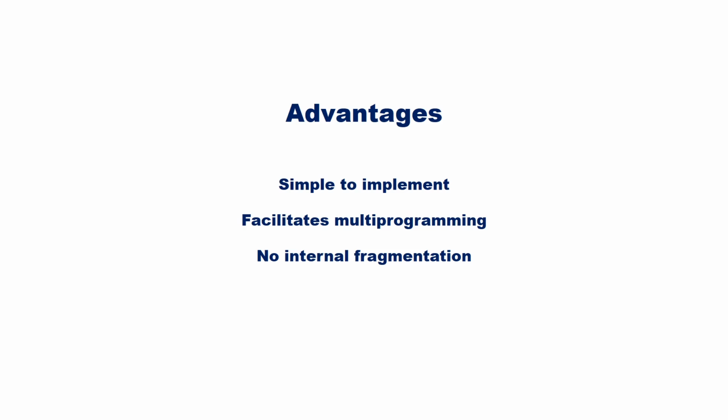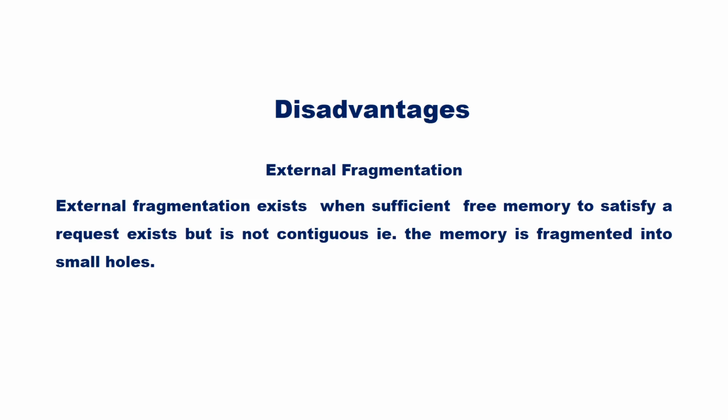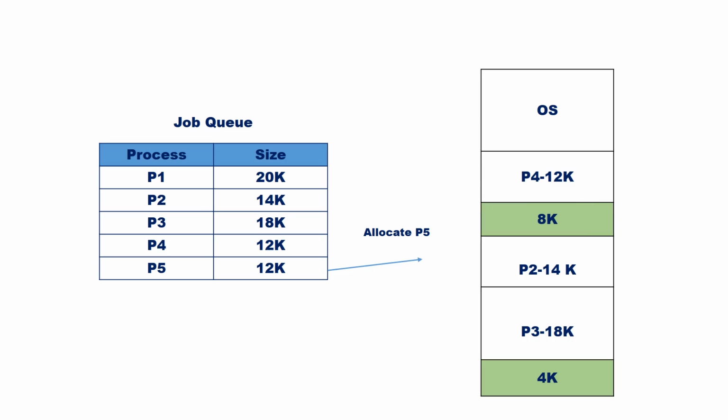The main disadvantage of variable partitioning is external fragmentation. External fragmentation exists when sufficient free memory to satisfy a request exists but is not contiguous. That is, the memory is fragmented into small holes. As we have seen in the example, 12K is free but it cannot be allocated to P5 since the memory is available as two non-contiguous holes of 8K and 4K. This problem of creating unusable memory blocks outside the allocated partition is called external fragmentation.